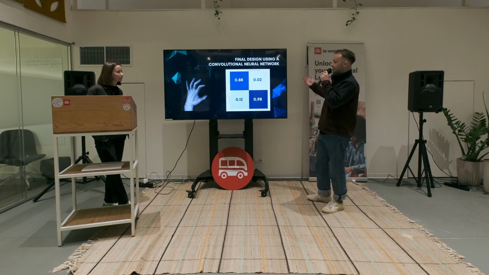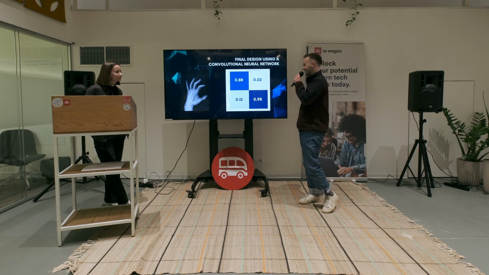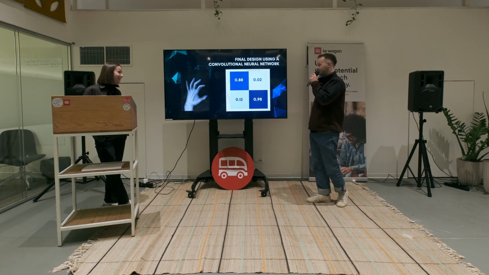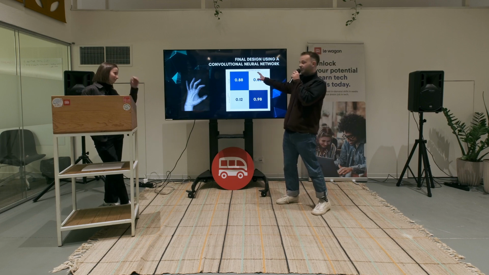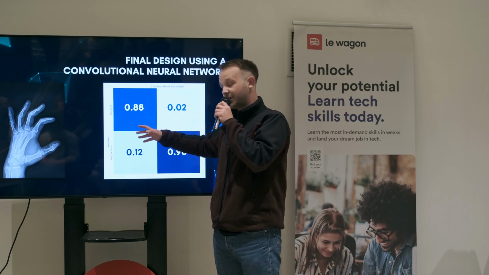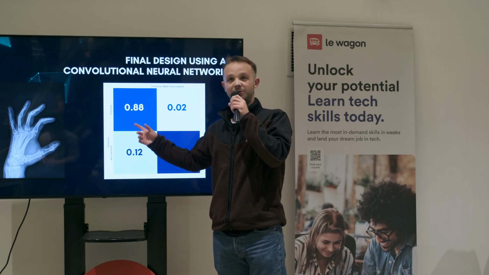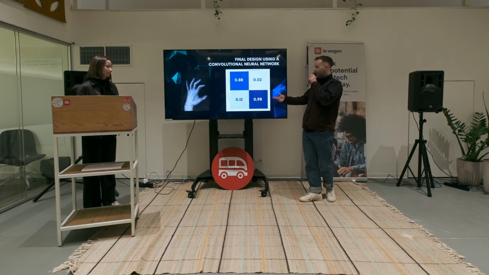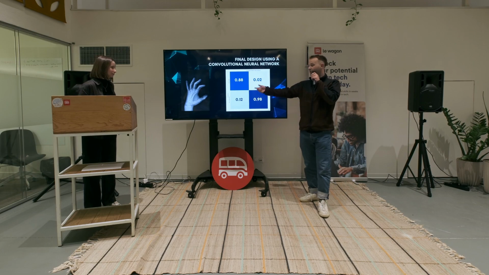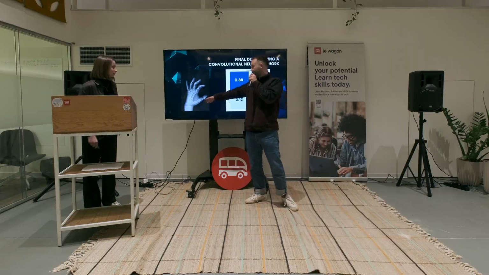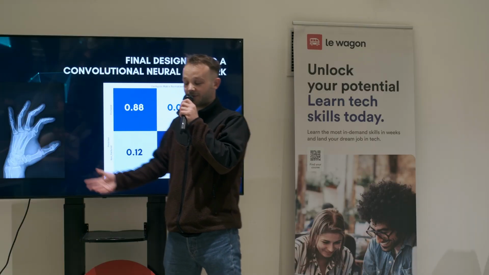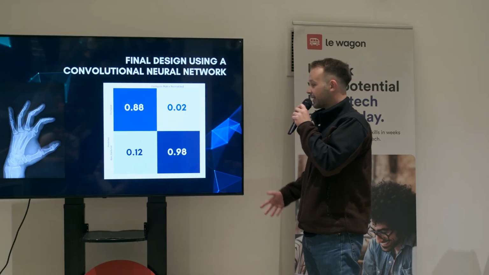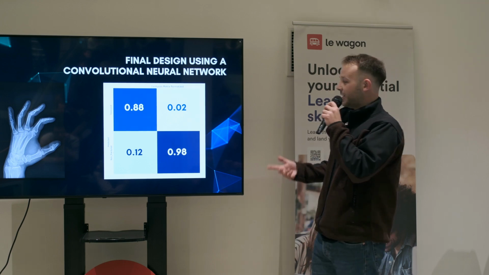And as you can see, our model was surprisingly efficient. Of the X-rays which present a fracture, it was able to catch 88% of them and correctly predict that it was a fracture, on pictures it had never seen. And for non-fractured, even better, it was 98%. So if you provide an X-ray which doesn't have a fracture, it will tell you, okay, there's no fracture in it.